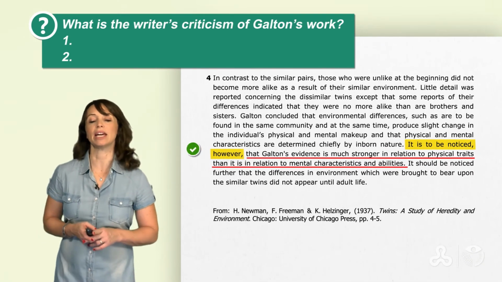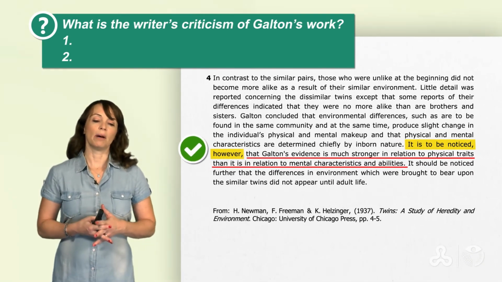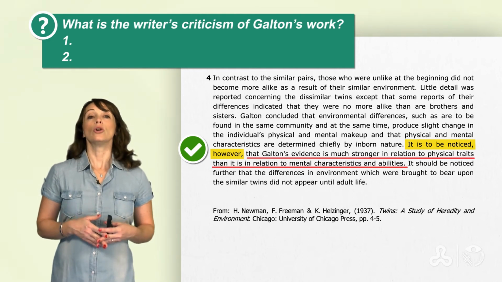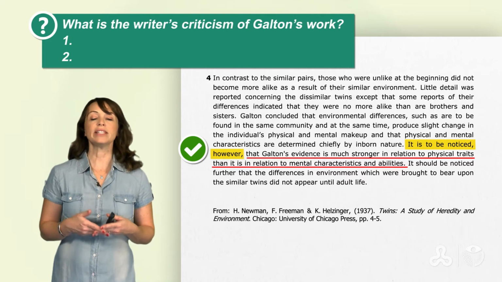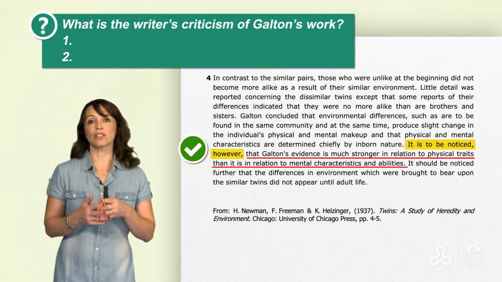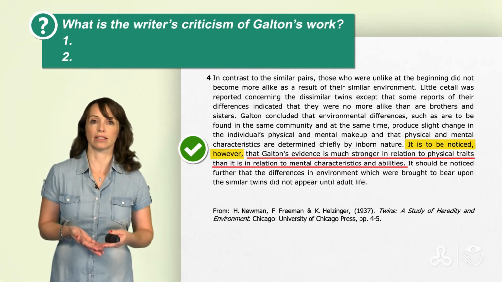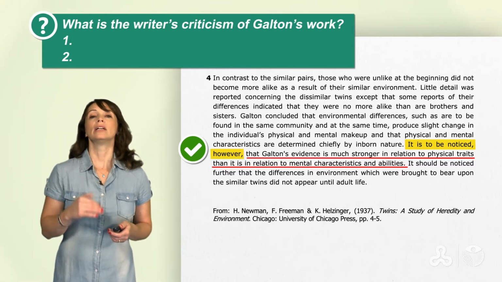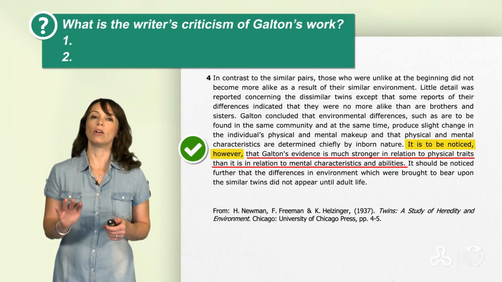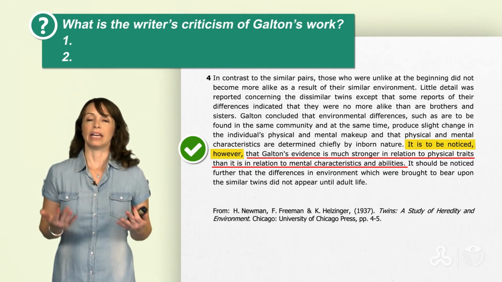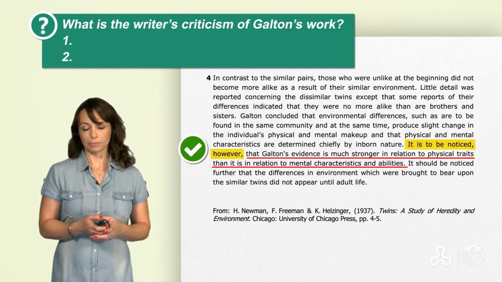So the writers are saying that Galton's evidence was good, but it was good only for the physical characteristics and less for the mental characteristics, כן? שמה שגלטון אמר נכון לגבי התכונות הפיזיות של תאומים, אבל פחות נכון לגבי התכונות המנטליות שלהם.